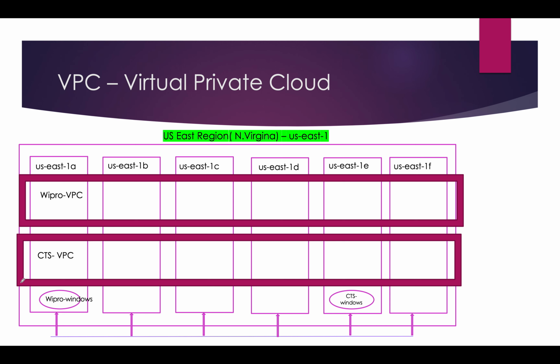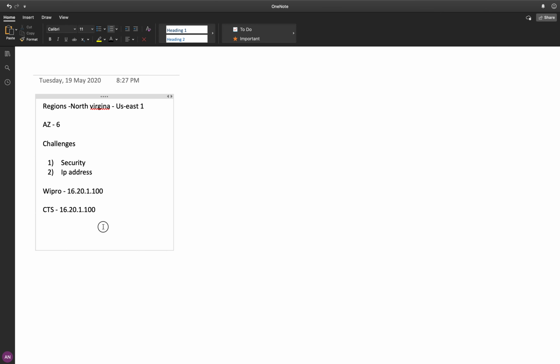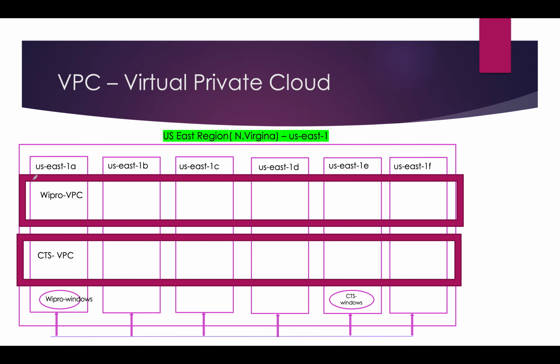Now security will be no issue. When Wipro has a separate VPC and CTS has a separate VPC, the first issue is resolved. No one can enter my VPC until I give permission. Now I can provide an IP address range to my VPC, 16.20.0.0. I am giving one range, and I can use this many IP addresses. The same IP addresses I can use for CTS also. There is no issue at all.